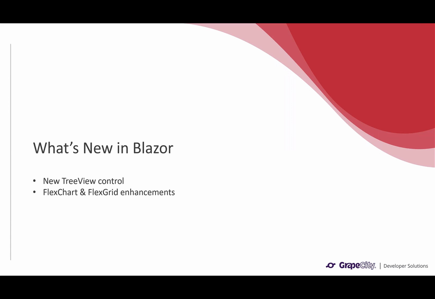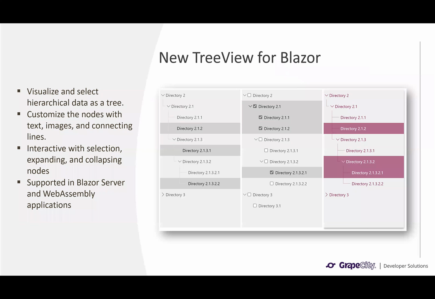We've been rapidly enhancing our Blazor edition over the past year. In this release, we're adding one big new control, C1 Tree View, as well as some enhancements to FlexGrid and FlexChart. With the Blazor Tree View, you can now visualize and select hierarchical data. It provides powerful customization features for data visualization or navigation in your C# web apps. You can customize the nodes with text, images, and connecting lines. It gives you interaction with selection, expanding, and collapsing nodes. And this is supported in Blazor Server and WebAssembly applications.